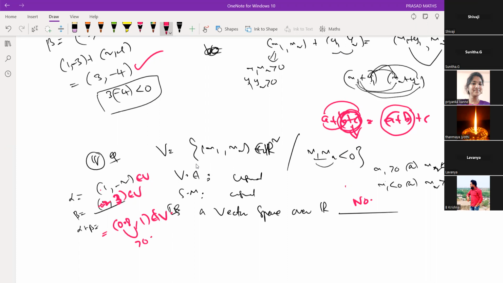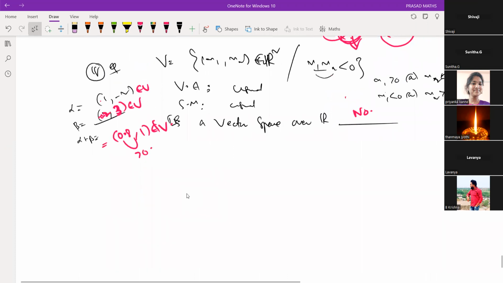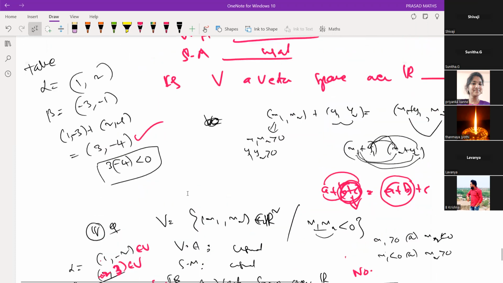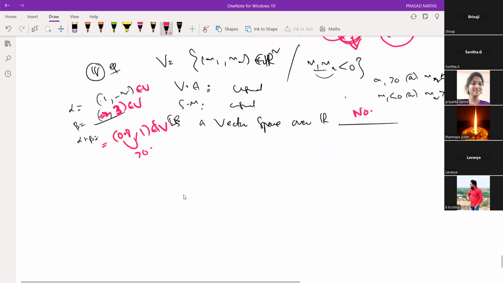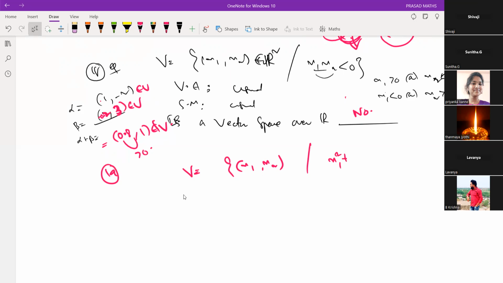Okay? If I take a different restriction, this is problem 19. Vector addition is usual, scalar multiplication also usual. If I mention nothing, you need to understand that it is usual. Question: is it a vector space?